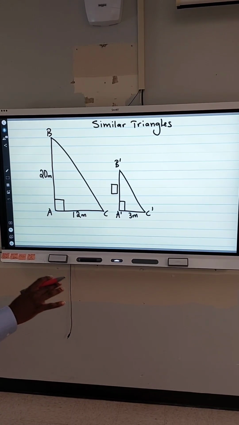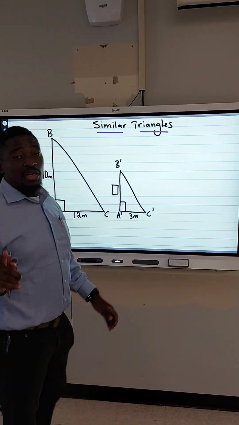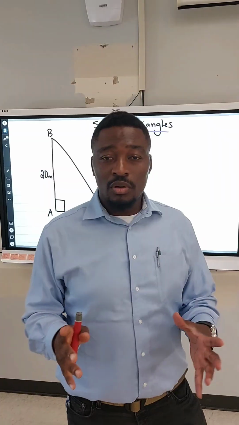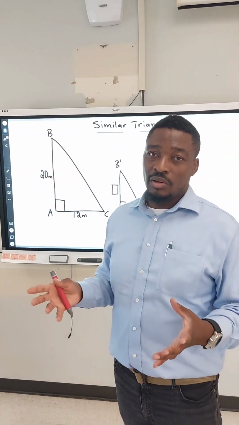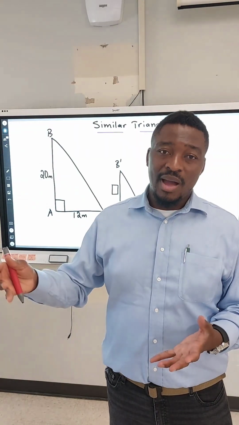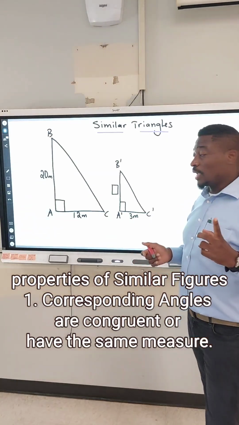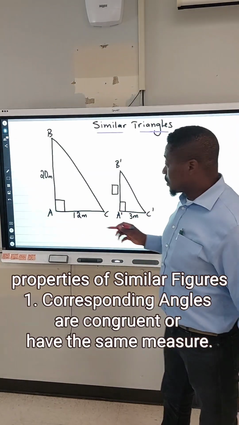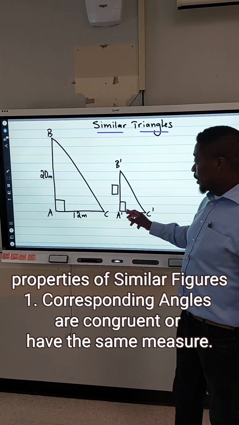When triangles are similar, this means one triangle, or any two similar objects, one is proportionally bigger than the other. Proportion means they increase by the same amount. Each side increases by the same amount. The corresponding angles, not just all of them. For example, this 90 degree angle here corresponds to this 90 degree angle here.